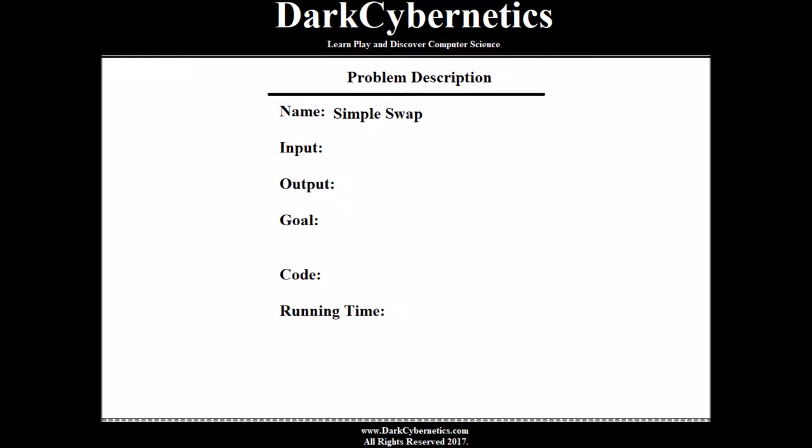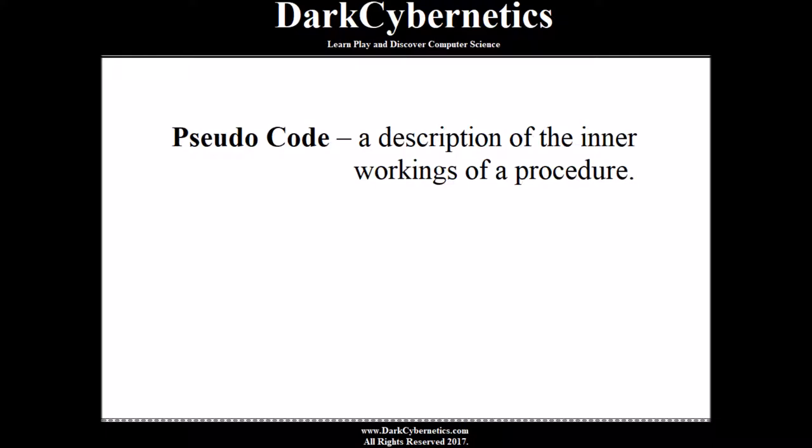Here in this problem description, we specify the name of the algorithm, the legal input and output, our goal, the algorithm pseudocode, a proof of running time, and also a proof of correctness. Some algorithms in artificial intelligence also require a proof of optimality. A program pseudocode can be defined as a description of the inner workings of a procedure. For an algorithm, we can specify orders of growth by measuring the input data in relation to the number of operations performed.